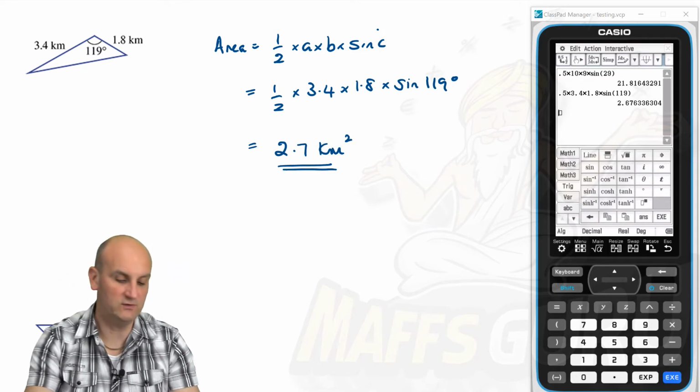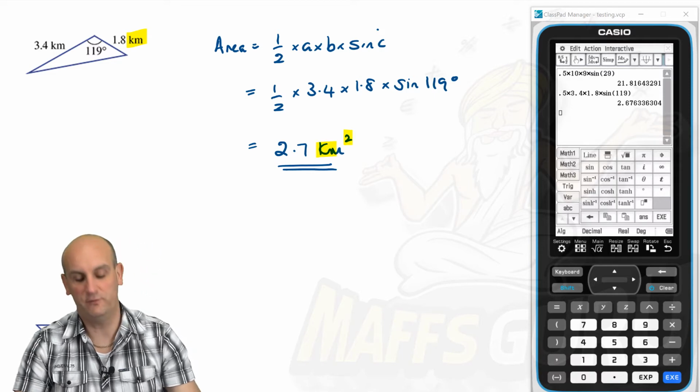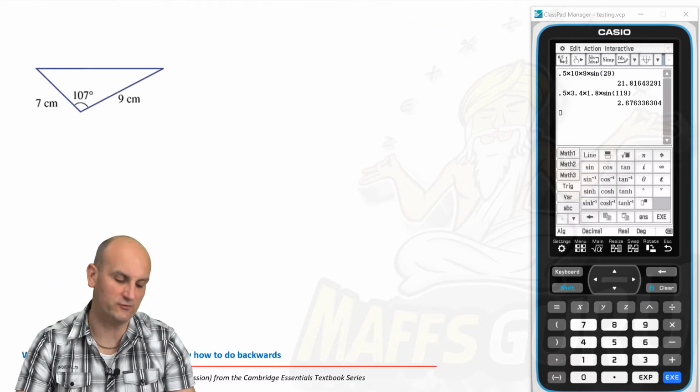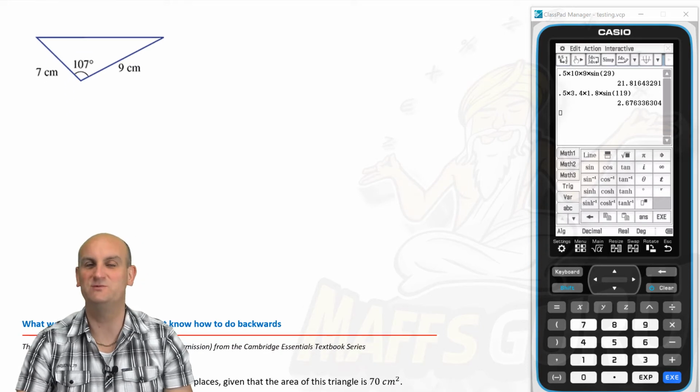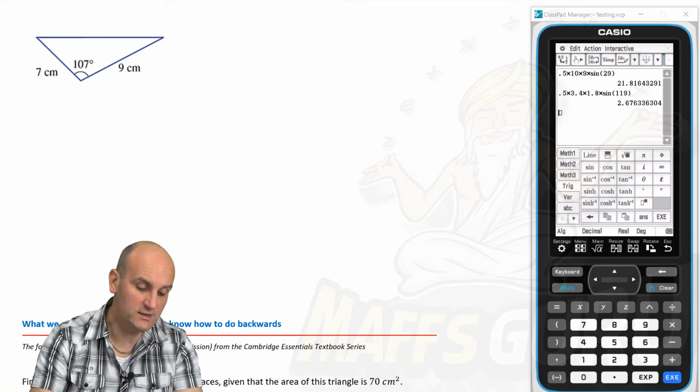Right, don't forget the units have changed in this one, kilometers. It must be squared because we're finding the area. They can even flip the triangle upside down. Is that going to mess with my head? Probably not. Why? Because I've got two sides and an included angle. Does the formula change? Nope.